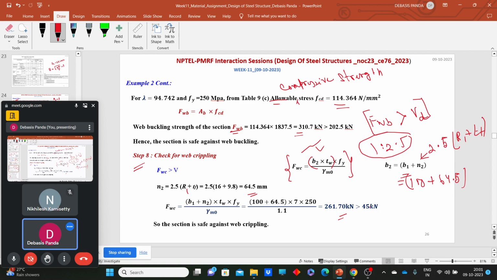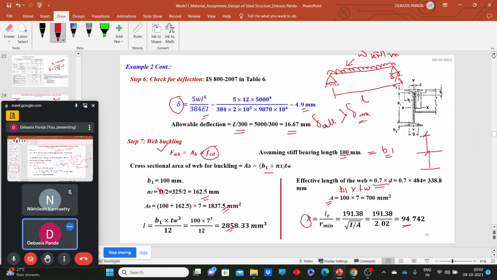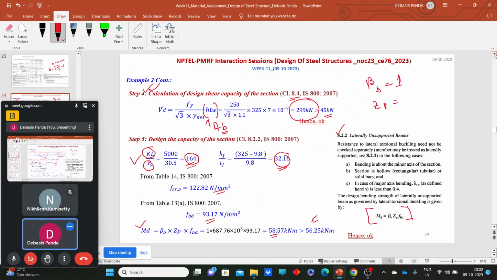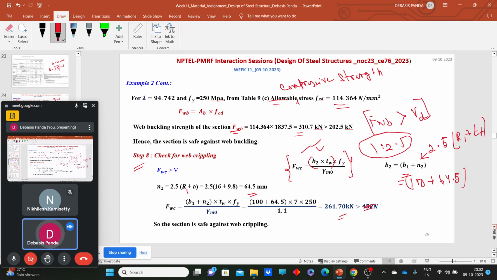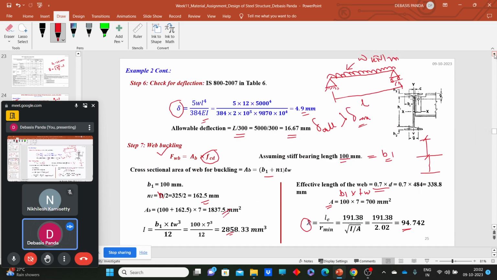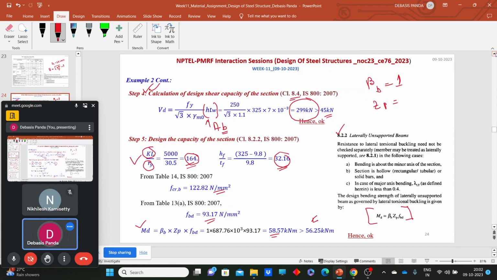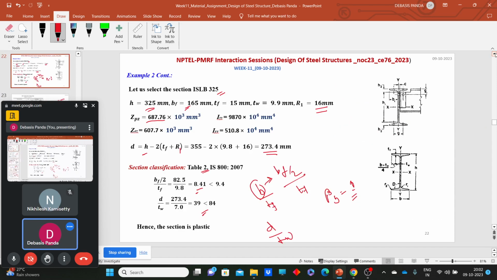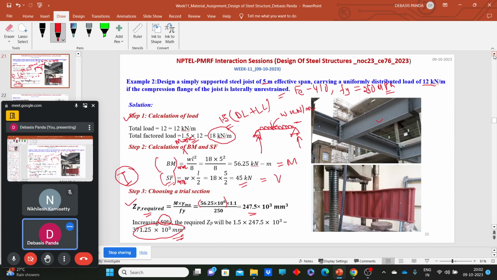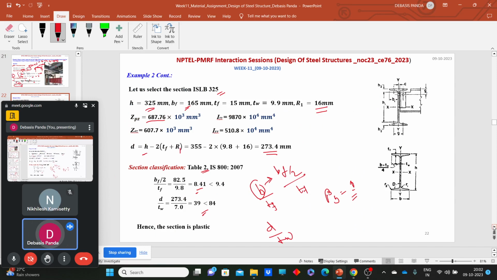design shear capacity. The design shear capacity was, I think, 202.5, sorry, 299 actually, 299. So either way we can check it against the design shear capacity. Here I have written 202, but the 202 value should not be there. Let me check here once again. So we need to check against the maximum shear capacity.